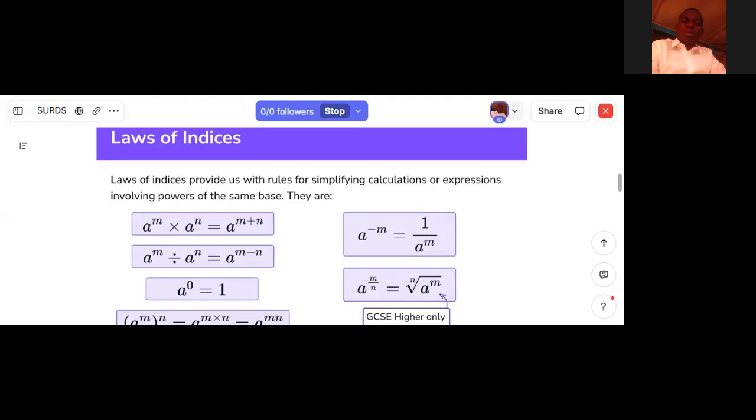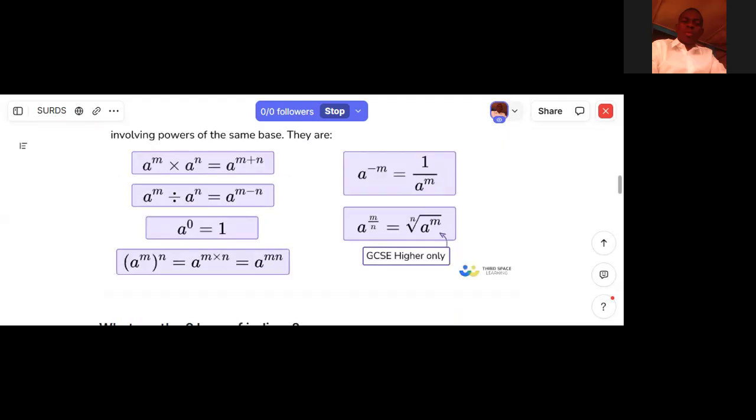Secondly, for the division law, we have a raised to the power m divided by a raised to the power n. That gives us a single base a raised to the power of m minus n. So when we have the same base of an index expression dividing each other, we subtract the powers. When the same base of an index expression are multiplying each other, we add up the powers, so it gives us the base raised to the power of the sum of the powers given.